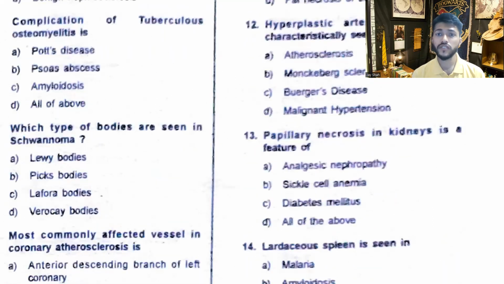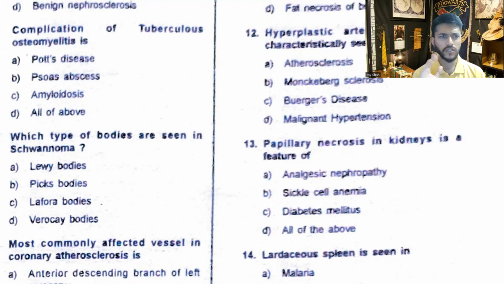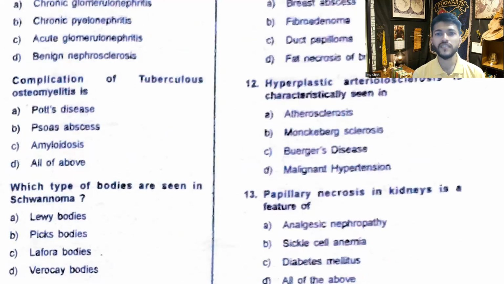Hyperplastic arteriosclerosis is seen in malignant hypertension. Remember the answer is D, malignant hypertension. Monckeberg is medial sclerosis. Atherosclerosis is an intima based lesion, so it is not there. Buerger's, no, it generally affects your veins. It generally affects your arteries, but it is claudication of your arteries due to smoking. It's seen in smokers. Don't smoke.